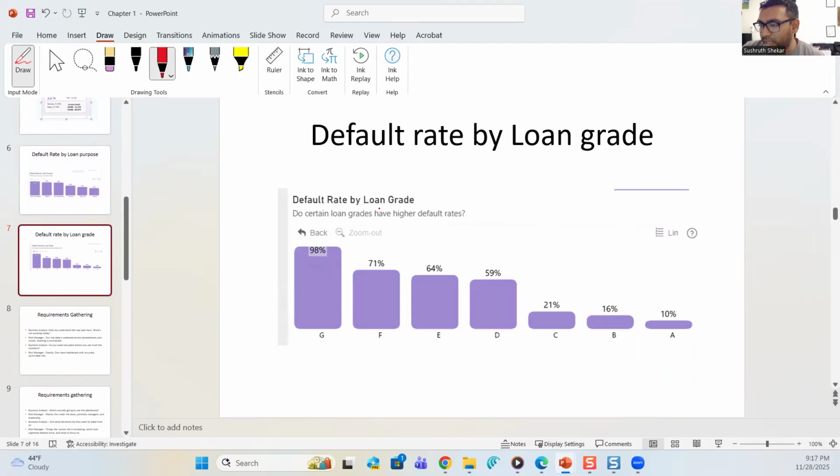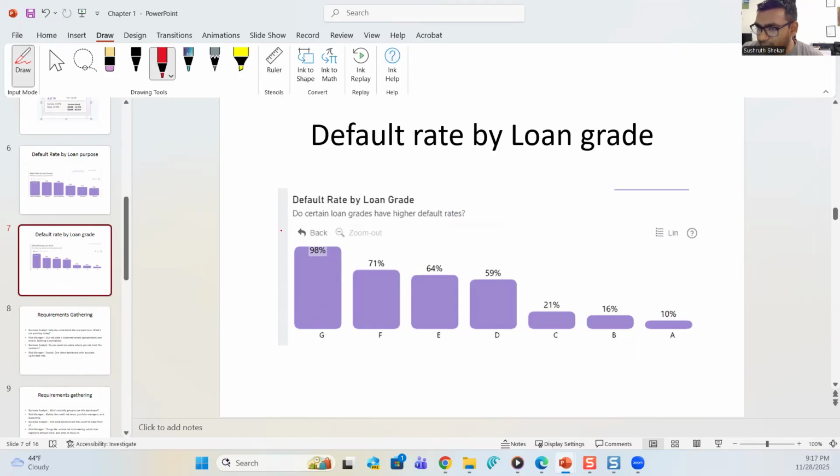And then default rate by loan grade. Loan grade is calculated based on your profile, the business profile or your personal profile, your background, your income. Grade A to grade G. If it's A, the chances of default are less. If it's G, the chances are more. If it's A, there's only 10% chance of default. If it is G, the chances are 98% that you will default.